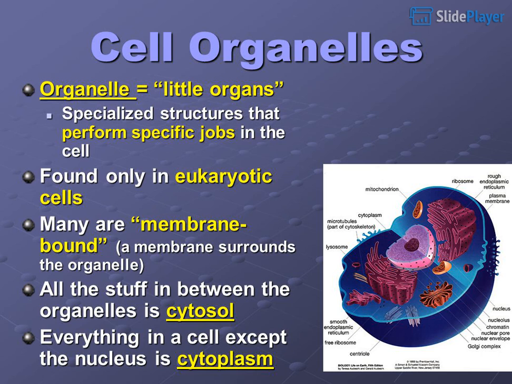Organelles are found only in eukaryotic cells. Many are membrane-bound, meaning a membrane surrounds the organelle. All the stuff in between the organelles is cytosol. Everything in the cell except the nucleus is cytoplasm. You may or may not wish to distinguish between cytosol and cytoplasm. The correct use of each term is shown here. Most high school textbooks, however, use the word cytoplasm to mean cytosol.